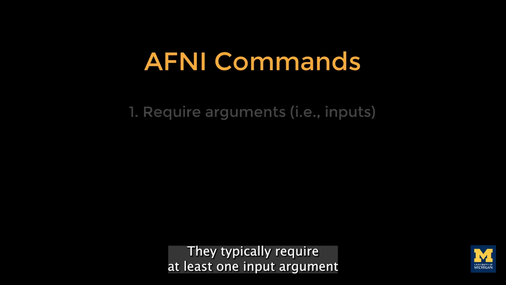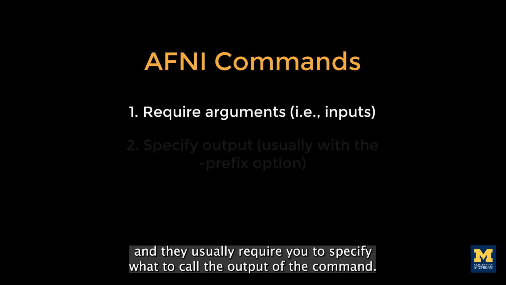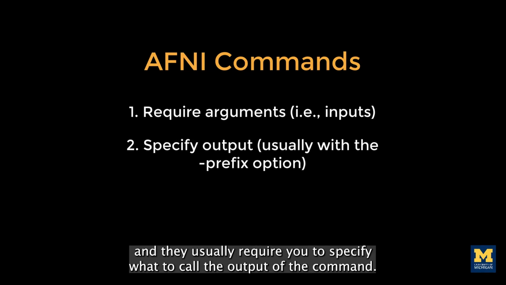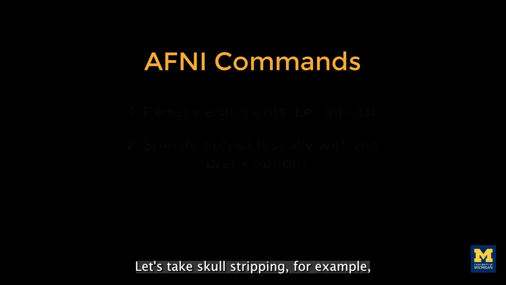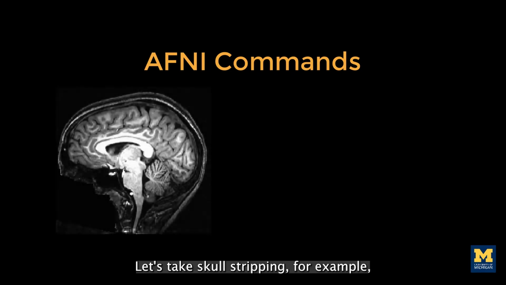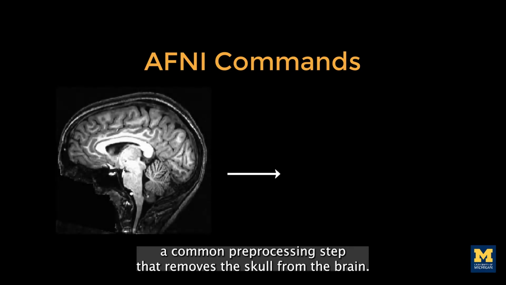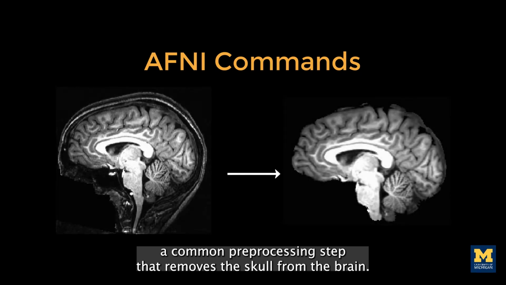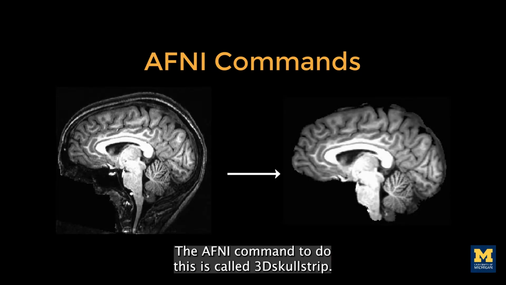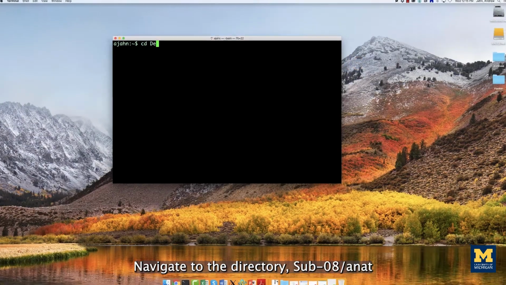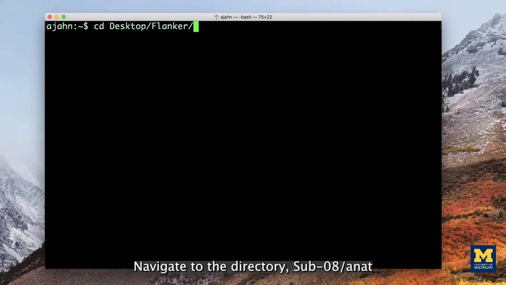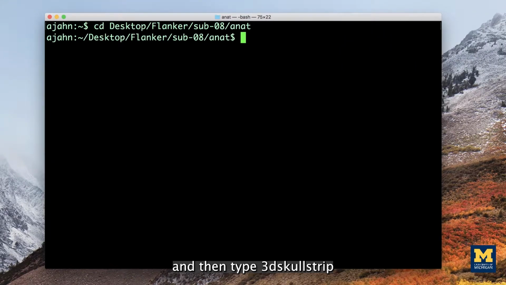They typically require at least one input argument, and they usually require you to specify what to call the output of the command. Let's take skull stripping, for example, a common pre-processing step that removes the skull from the brain. The AFNI command to do this is called 3dSkullStrip. Navigate to the directory sub08 anat and then type 3dSkullStrip and then press enter.